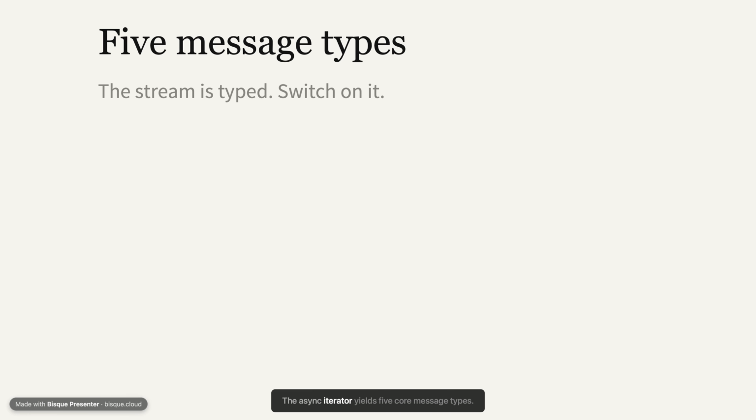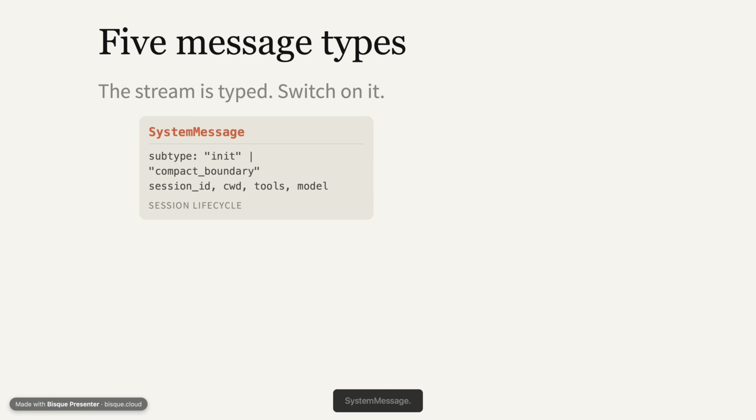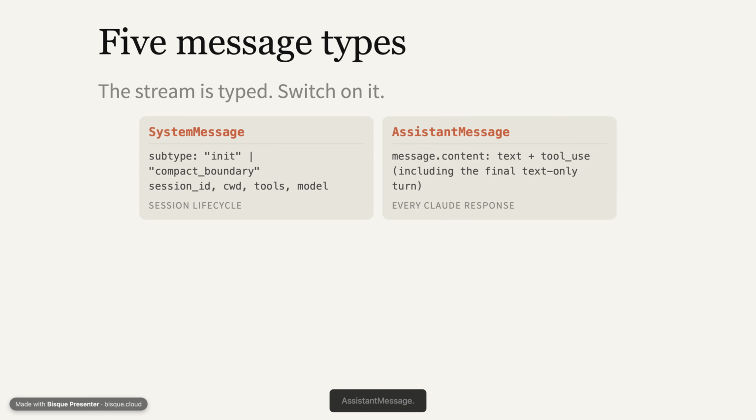The async iterator yields 5 core message types. You'll switch on them. System message. The first one carries session metadata. Init for the start, compact boundary when the SDK summarizes history. Assistant message. Emitted after every Claude response, including the final text-only one.